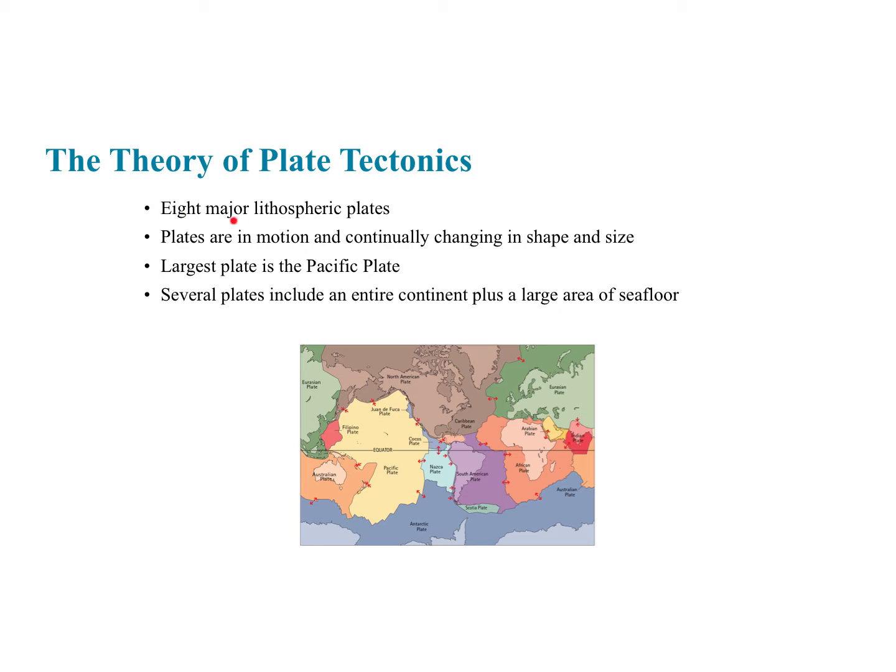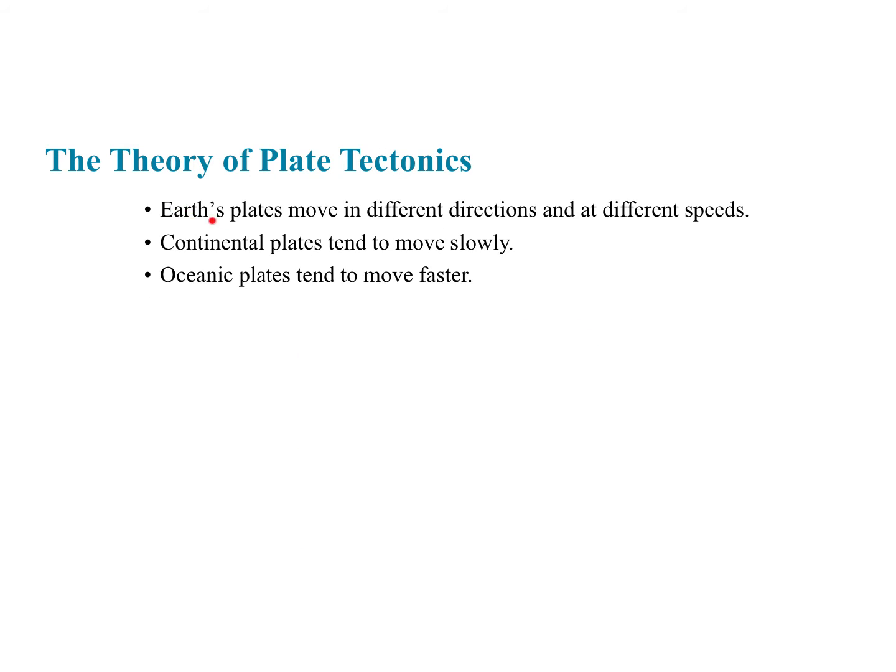There are 8 major lithospheric plates, and these plates are always in motion and continually changing their shape and size. The largest plate is the Pacific Plate, and several plates include an entire continent plus a large area of seafloor. Now, the different plates that make up the Earth's tectonic plates move in different directions and at different speeds. Continental plates tend to move more slowly. Oceanic plates tend to move more quickly.